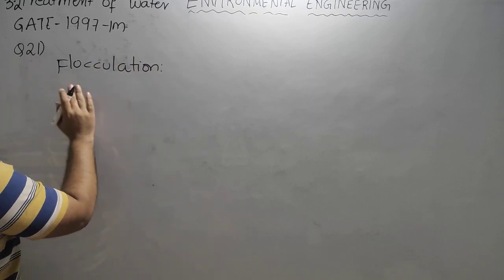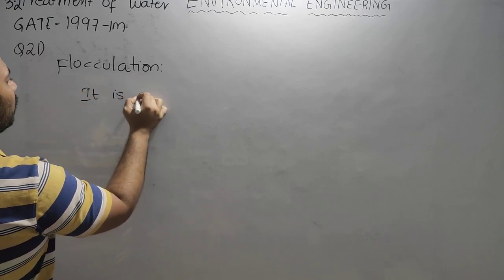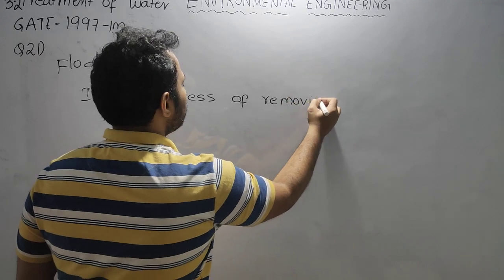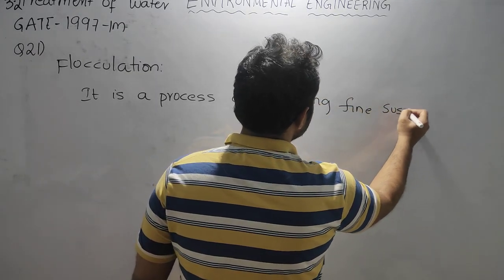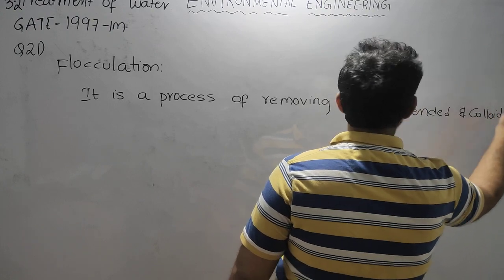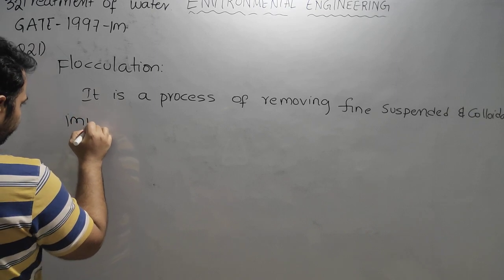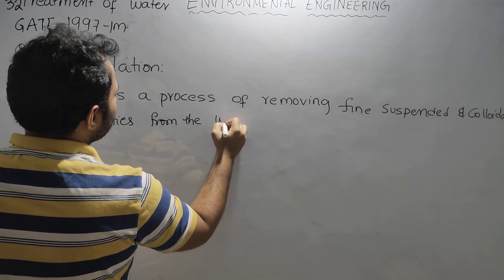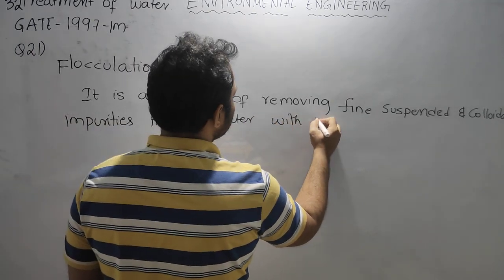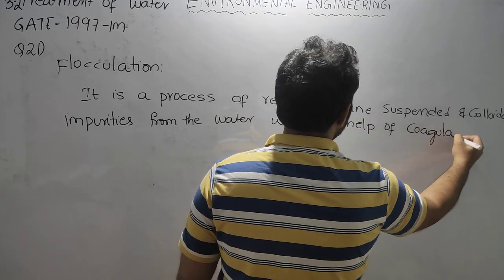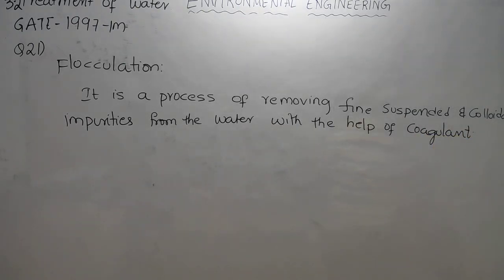What is flocculation? It is a process of removing fine suspended and colloidal impurities from the water with the help of coagulant. So this is nothing but flocculation.